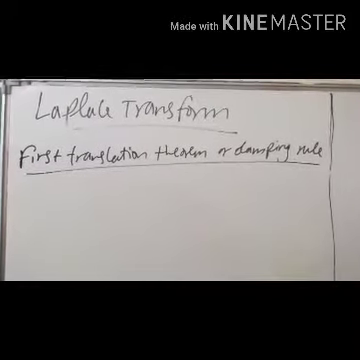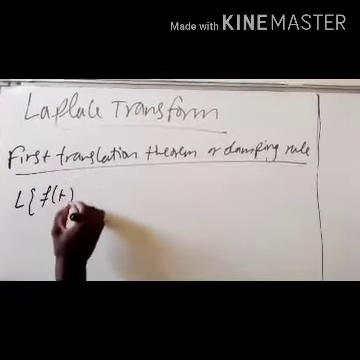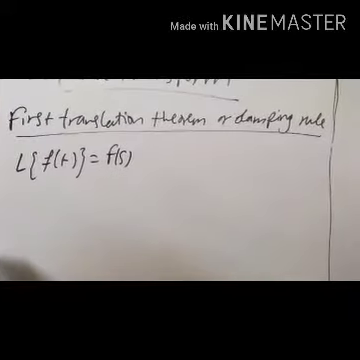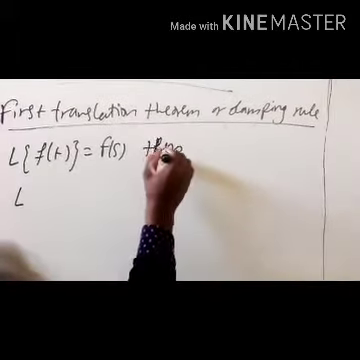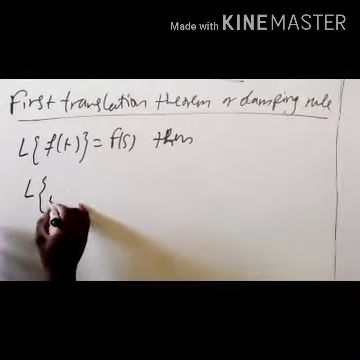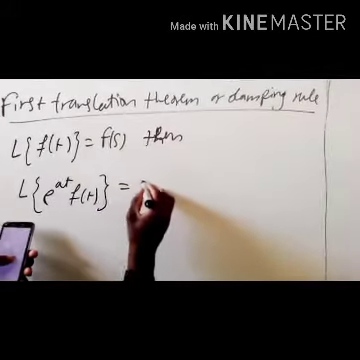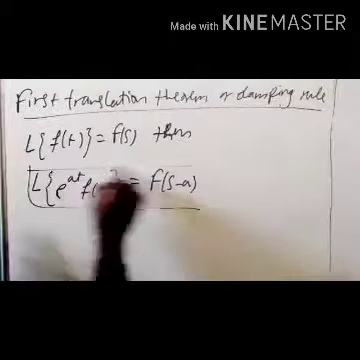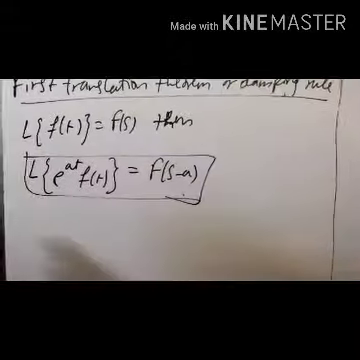We are going to see how it is used. We know that the Laplace transform of f(t) is equal to F(s), and a is a real number. Then by using this damping rule, the Laplace transform of e^(at) f(t) must be equal to F(s − a). This is the formula for this damping rule. We compare this equation and you get that.